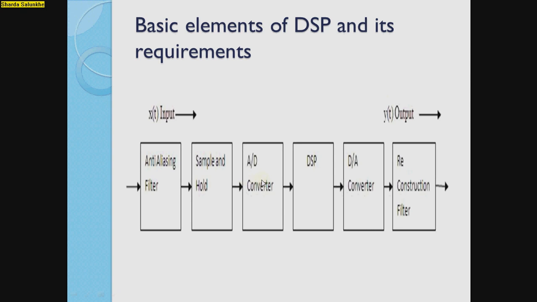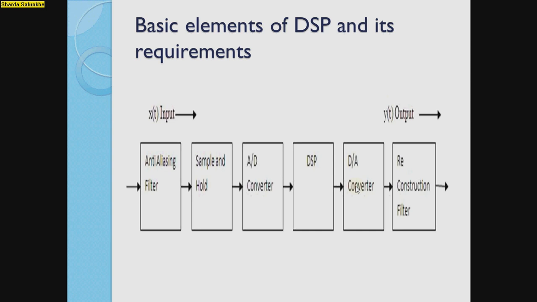DSP is one kind of processor. It may be a microprocessor or Intel chips or DSP chips, ADSP chips or Motorola chips, where the required or desired operation is performed on the signal. Again, the signal should be converted into analog form, or recovered back. So the D2A converter converts the signal into analog form, but this available analog form is quite different from the input analog signal.